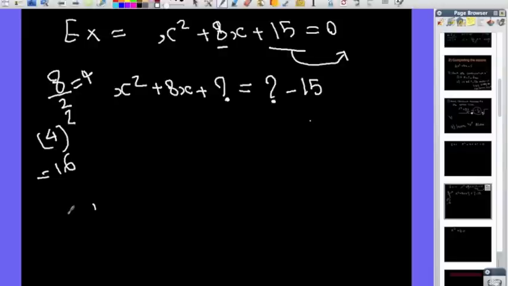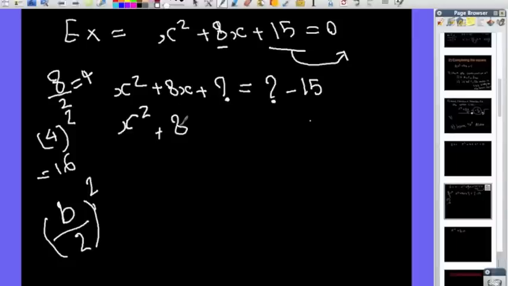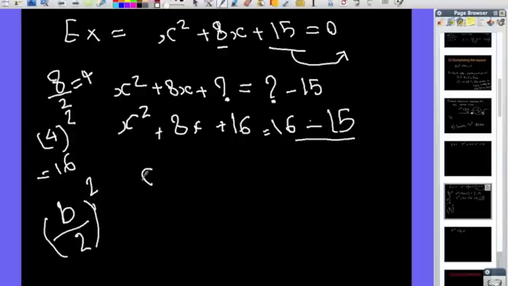Okay, so the formula in order to find c is b divided by 2, squared. That's what we did here. B is 8. We divided it by 2, which we got 4, and we squared 4, which we got 16. So now the new c is 16. So it's x squared plus 8x plus 16 equals 16 minus 15. This would be x squared plus 8x plus 16 equals 1.